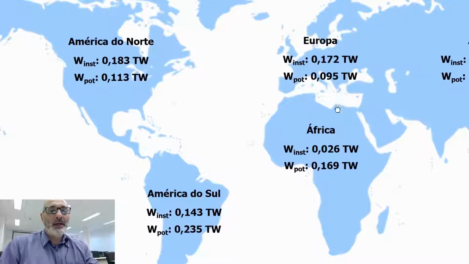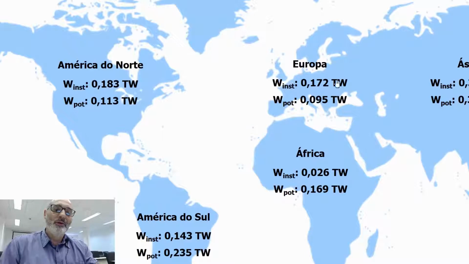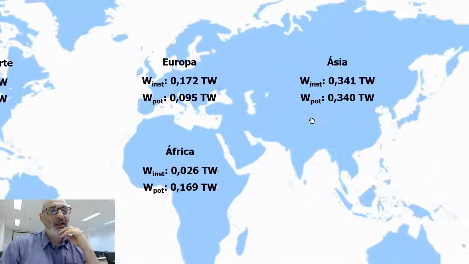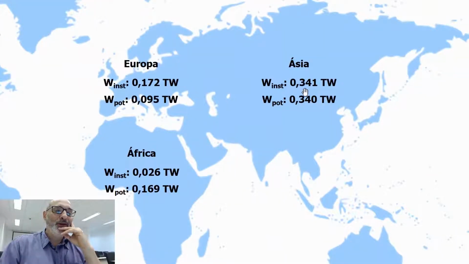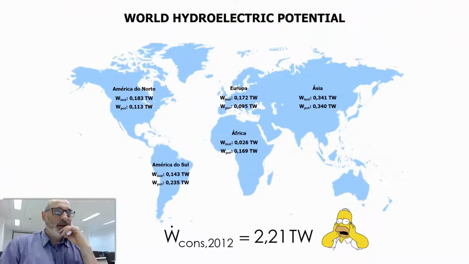In Europe, almost all water courses are already exploited. 0.17, and the potential for growth is 0.09, very limited. In Asia, 0.34, and the potential is 0.34, so almost 50%. You see that the potential is very limited.